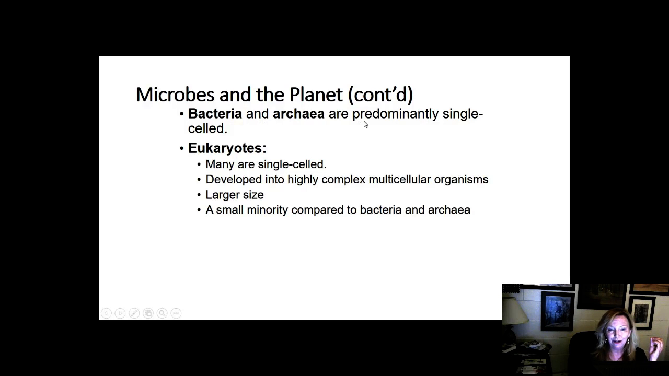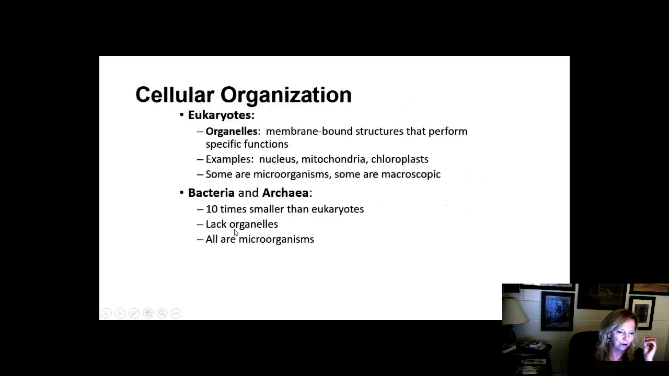Bacteria, again, make sure we understand, are predominantly single-celled organisms. Eukaryotic organisms are usually multicellular, but some can be single-celled, like the protozoa and also some fungi. Another distinction between eukaryotes and archaea and bacteria: if we break the word eukaryote down, eu means true, kary means nucleus, so these are organisms that have a true nucleus. Bacteria and archaea belong to a group called prokaryotes, which means before a nucleus.